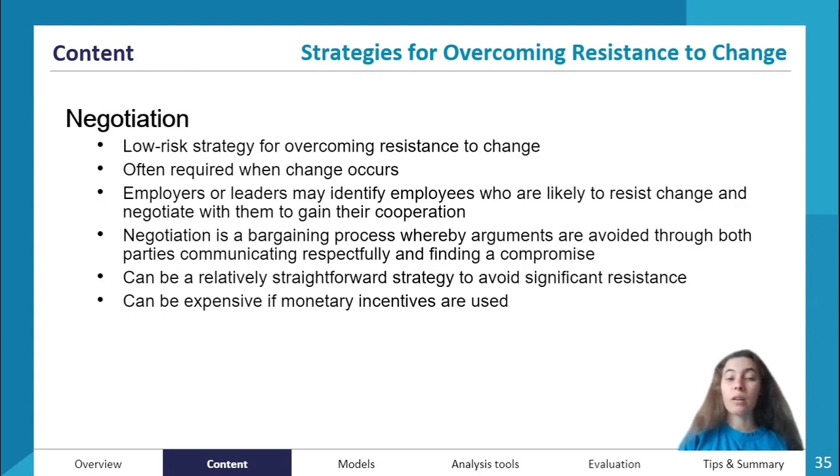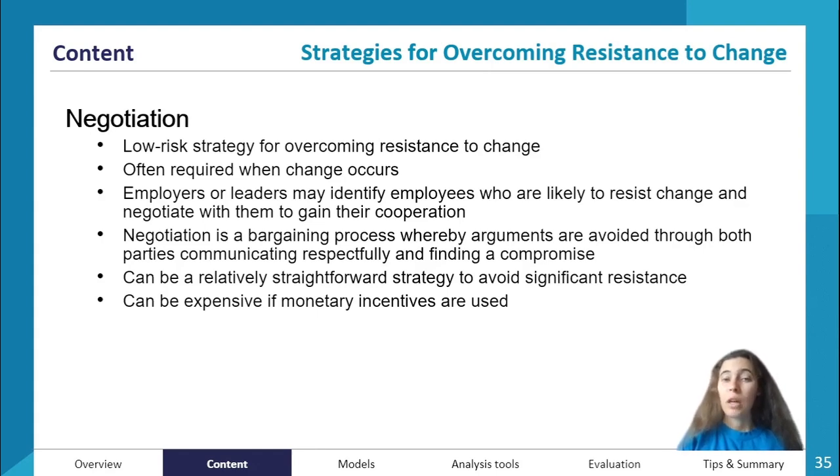And then those employers or leaders will try and negotiate with them to get them to cooperate, to get them to be satisfied. Negotiation is all about this sort of bargaining process, this back and forward, where you're not arguing, but you're communicating respectfully with one another, and usually finding some kind of middle ground or compromise that everyone is happy with. So it can be a relatively straightforward strategy to avoid significant resistance. Usually, when both the organization and the employee are giving a little and taking a little, you're finding this middle ground, and that's something that most people are happy with.